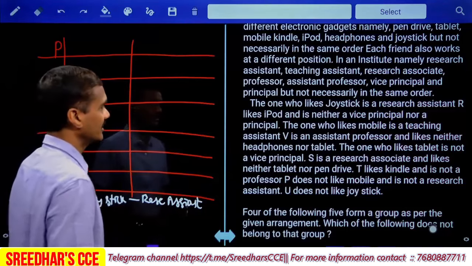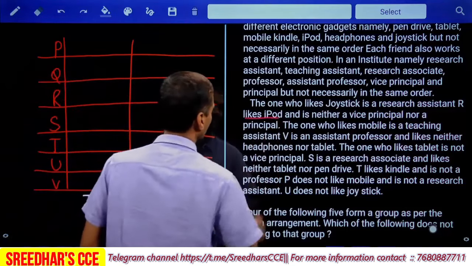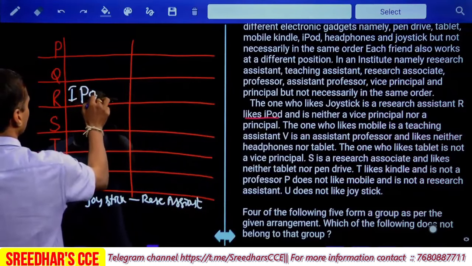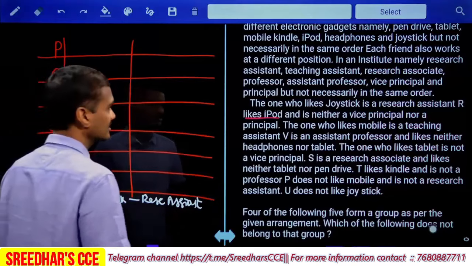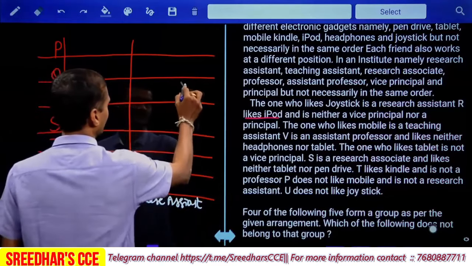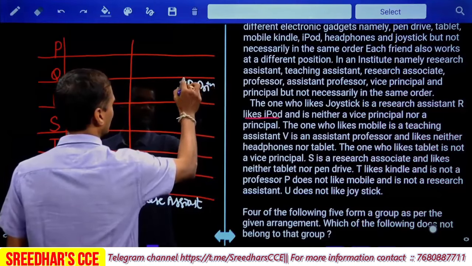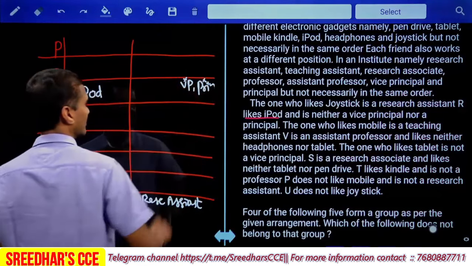Clear? The next one, R likes iPod. Information clearly given, R likes iPod. Hence iPod is fixed. R likes iPod and is neither a vice principal nor a principal. Now this person is neither a vice principal nor principal. Hence cross vice principal and principal; they cannot be here.